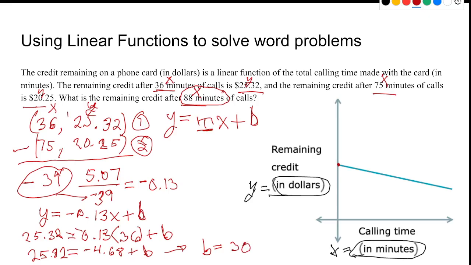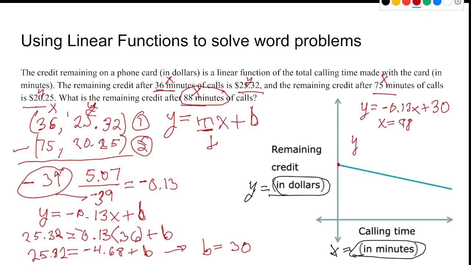And so we know that the equation of this line, let's go ahead and do it on the graph, is going to be y equals negative 0.13x plus the y-intercept, which is 30. So we buy the card for $30. It's going to cost us 13 cents for each minute we use. And so now we can figure out how much would be remaining after we used up 88 minutes by plugging x equals 88 in for the x value.